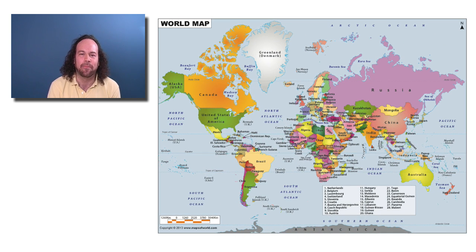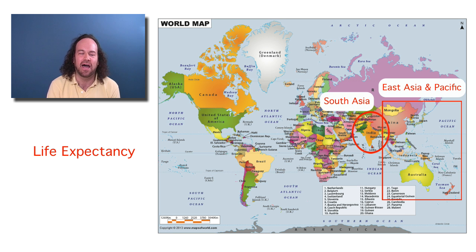Let's do a second example. Let's remember that map of the world and how we had different regions. And in particular, we considered life expectancy. One region was East Asia and the Pacific. Another region was South Asia. And we could say, well, what's the difference in the life expectancies in those two regions?